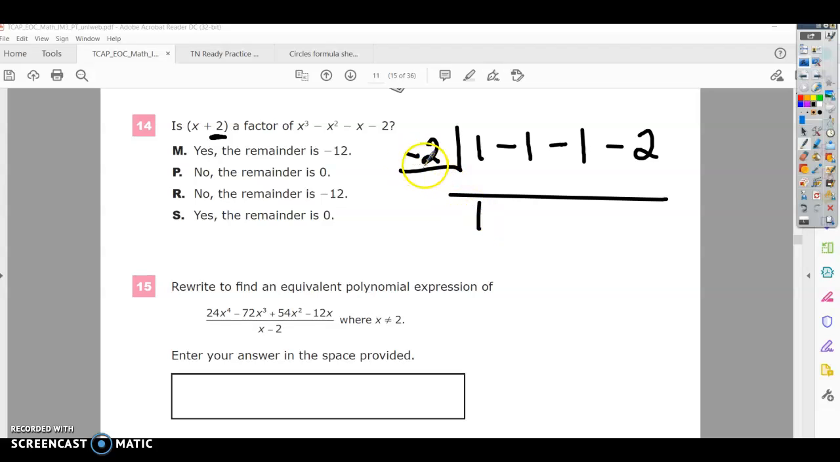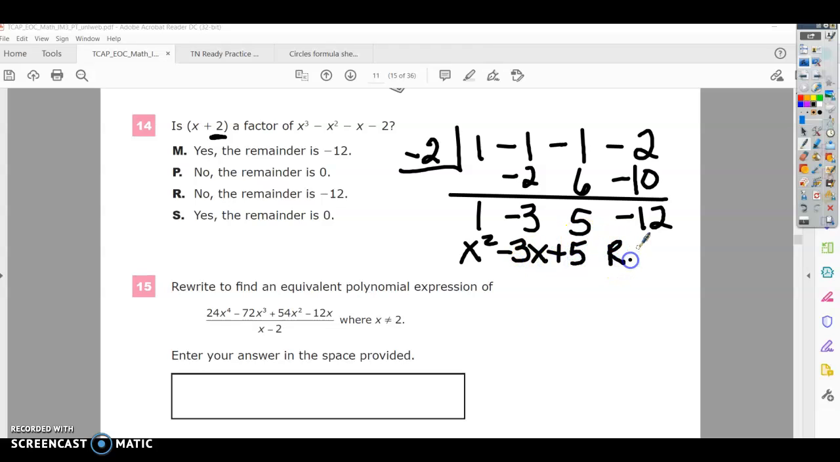And then I multiply. Negative 2 times 1 is negative 2. I'm going to add. Then I'm going to multiply. I'm going to add. And I'm going to multiply. So that gives me negative 12. Alright, so that would be x squared, and I factored out an x. So this means I would have 1x squared minus 3x plus 5, remainder negative 12. So that's one way to get the remainder.